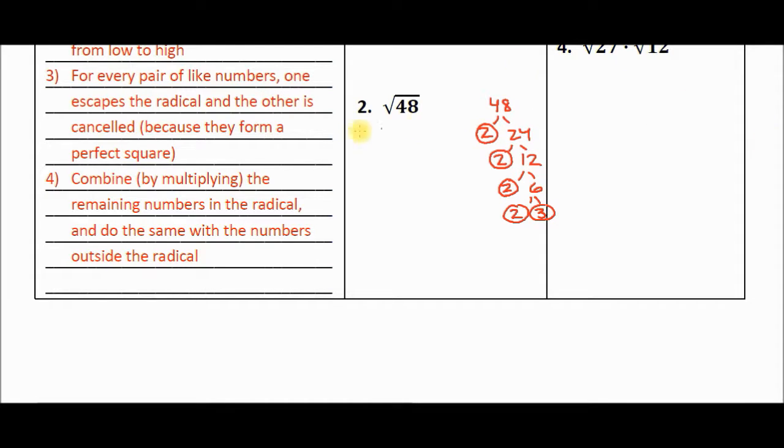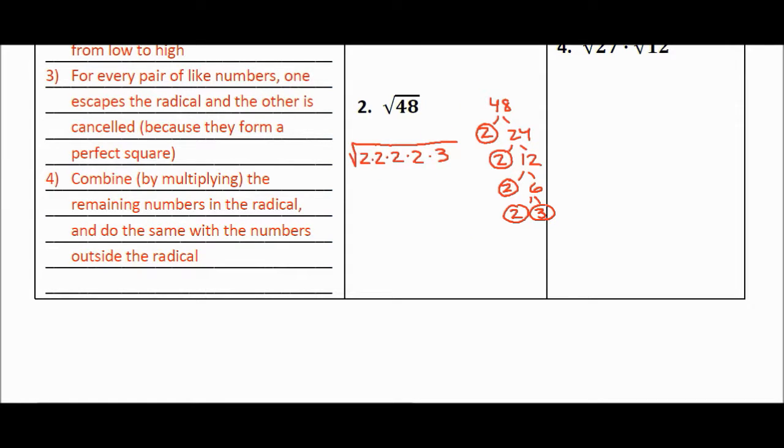Let's go ahead and write that out. The square root of 48 is equivalent to the square root of 2 times 2 times 2 times 2 times 3. And if you put those in your calculator, 2 times 2 times 2 times 2 times 3, you'd get 48.